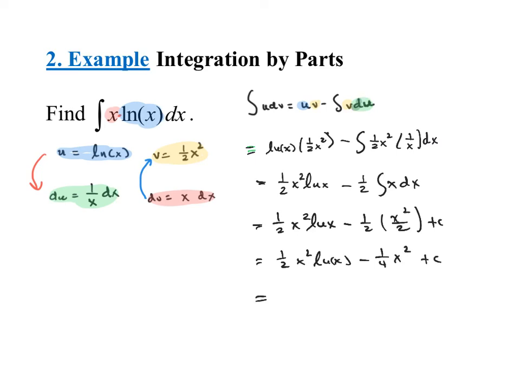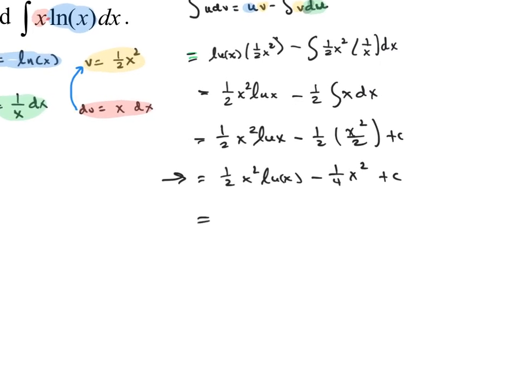Again, I would accept this as the final answer on the exam. But many teachers would try factoring this out a little bit. You certainly could pull out an x squared. You could also pull out a fraction if you wanted. I don't really care about the fraction so much. So this would be x squared times 1/2 natural log of x minus 1/4, and then you'd have the plus c on the outside.